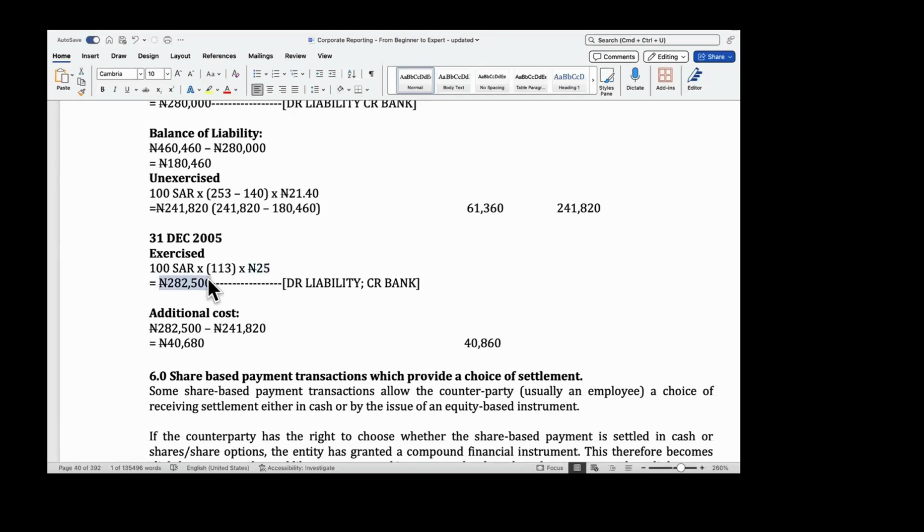I will need to pay them this amount, so I debit my liability, I credit bank. However, what I'm paying them is more than the balance in my liability, because the opening balance in my liability is 241, but now I have to pay 282. So that means I'm incurring additional costs of the difference that will go to P&L. I'm paying 282. I was owing 241. So I'm paying an additional 4,680, which I will take to P&L.